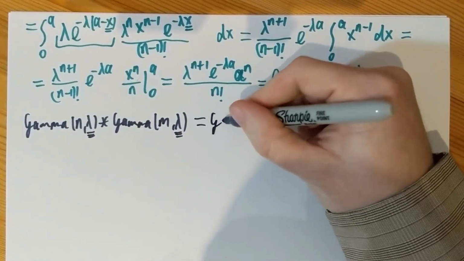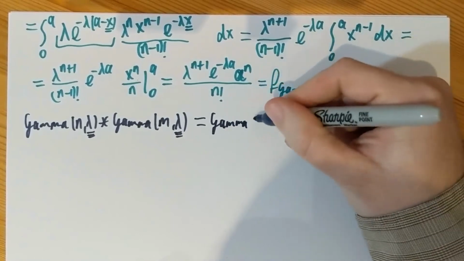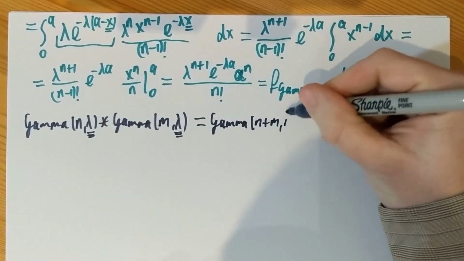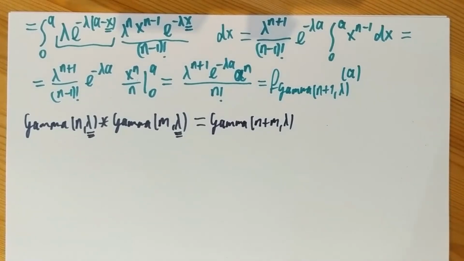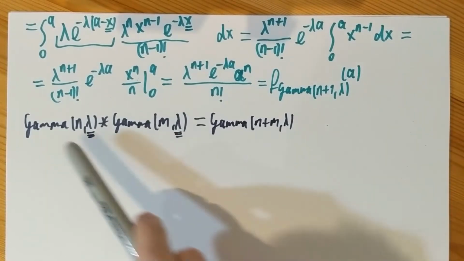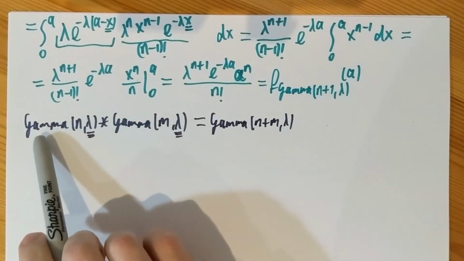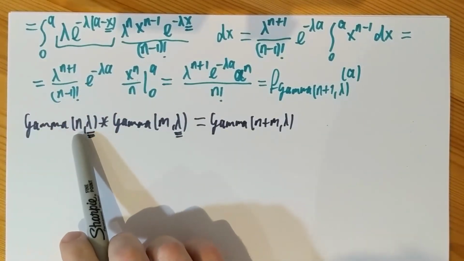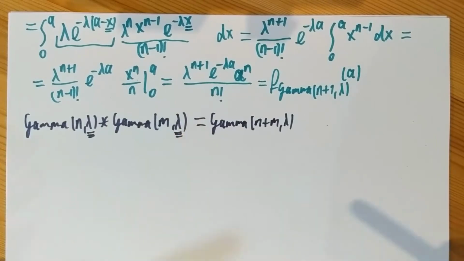But in that case, I just have gamma of n plus m and lambda, where n equals 1 would mean exponential. But this is of course true otherwise, because you just write this one as this many exponentials, this one as that many exponentials, together it's n plus m many independent IID exponentials. Okay, so that's a very nice property of the gamma convolution.